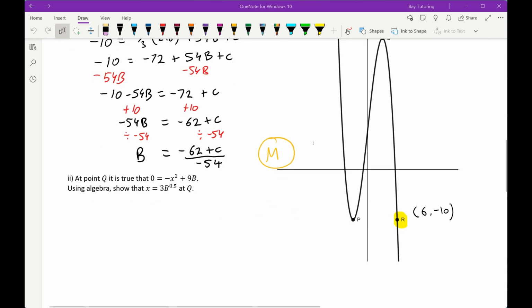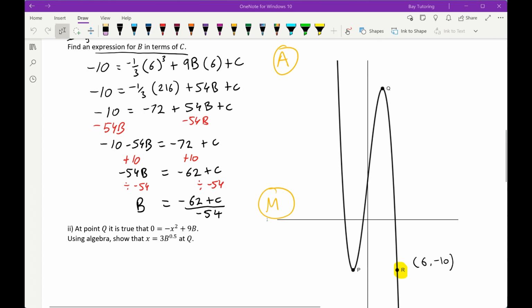Part 2 of question C: at point Q, it is true that 0 equals negative x squared plus 9b. Using algebra, show that x equals 3b to the power of 0.5 at Q. So here's point Q up here. We've been told that at that point, 0 equals negative x squared plus 9b. So we need to show x equals 3b to the power of 0.5, which is a case of rearranging this equation to solve for x.